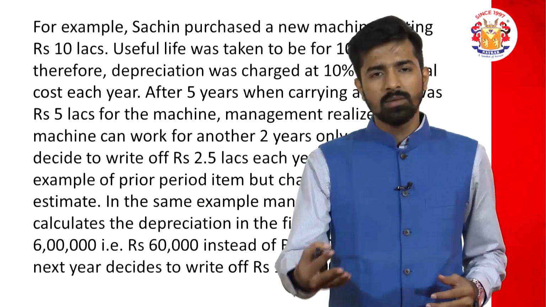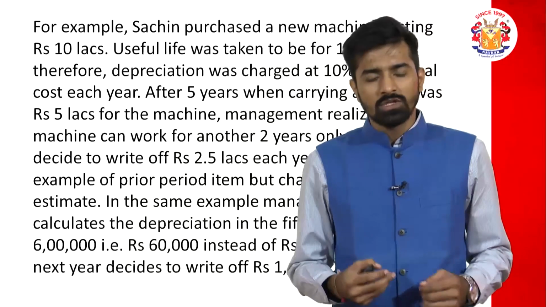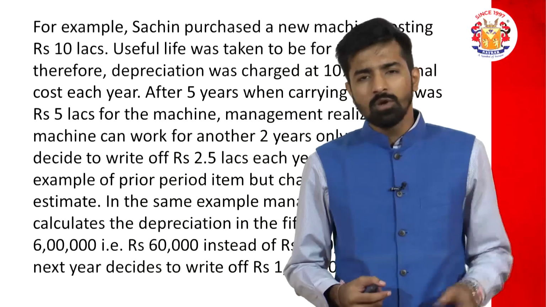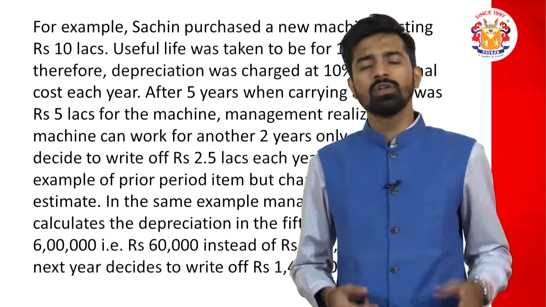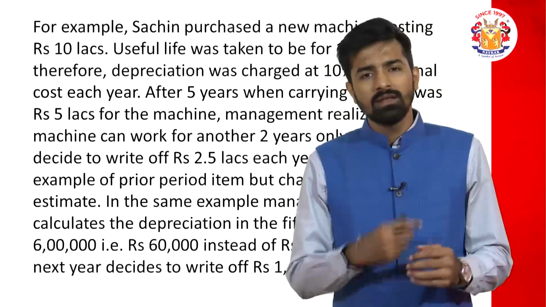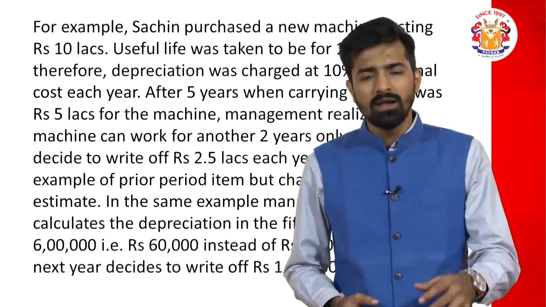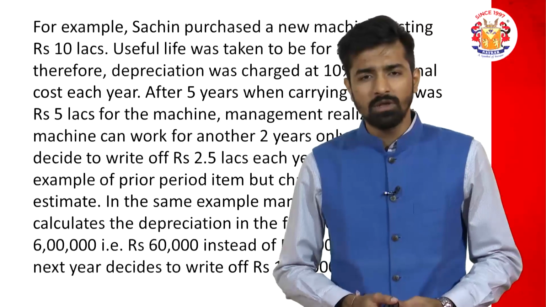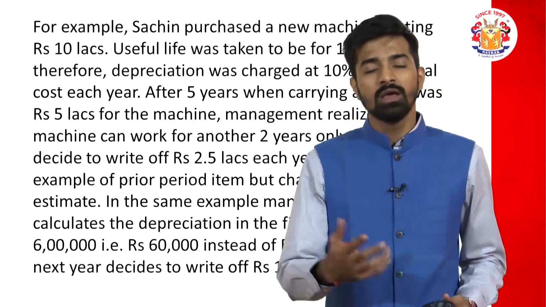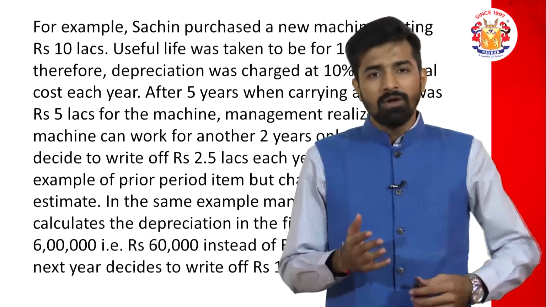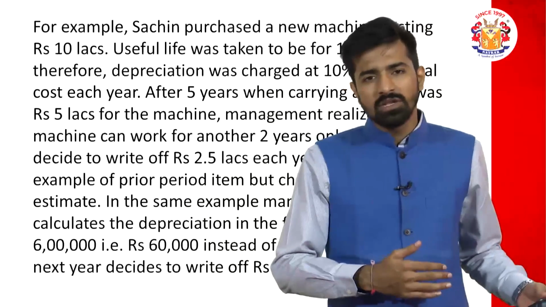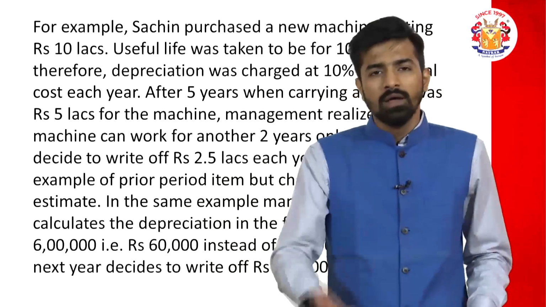So your accounting estimate changes from 10 years to 7 years. So what it has to do, because the carrying amount is 5 lakhs and the further useful life is just 2 years, it has to divide the whole amount in those 2 years. So 5 lakhs divided by 2, that is 2.5 lakhs depreciation you have to provide in each year for the upcoming 2 years. You were providing 1 lakh depreciation, now you are providing 2.5 lakhs for the upcoming 2 years.